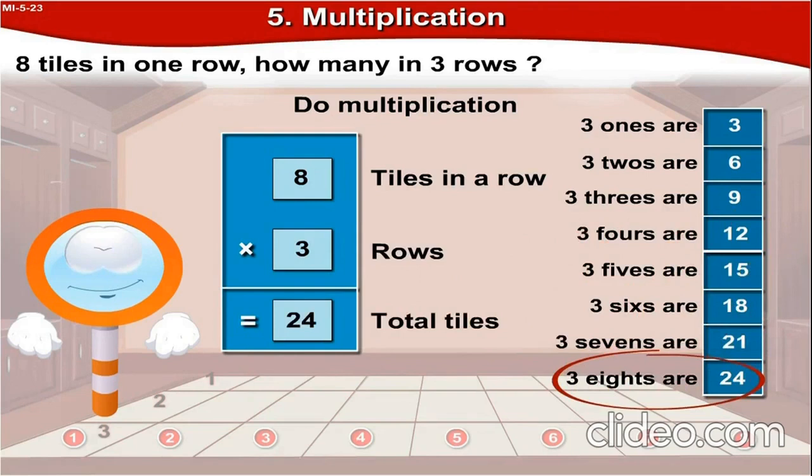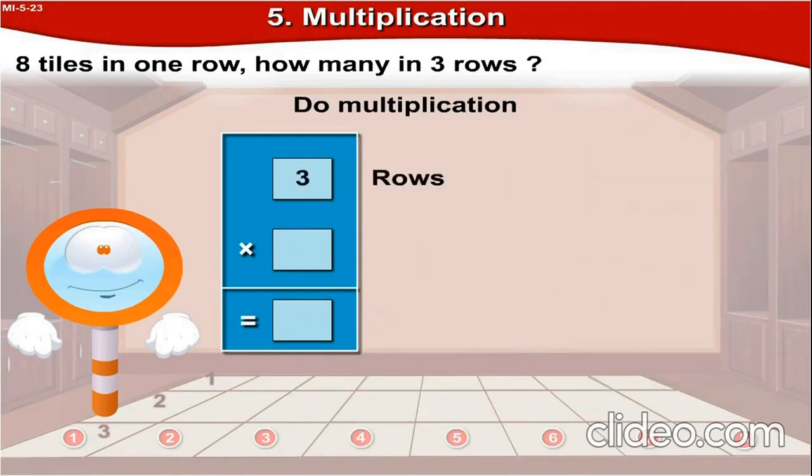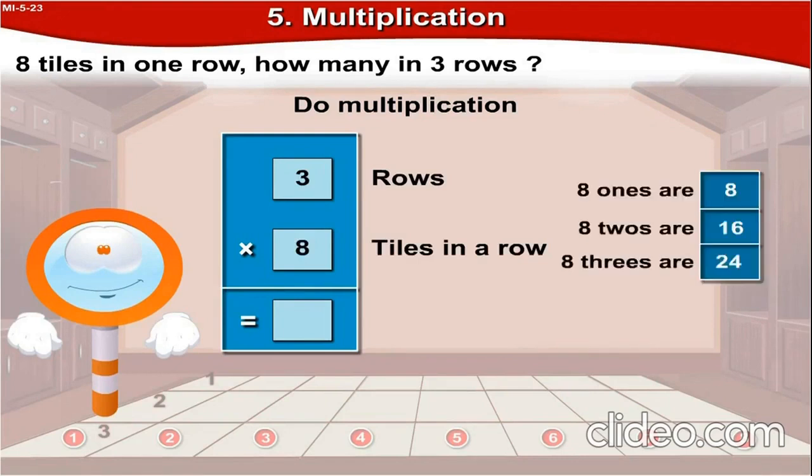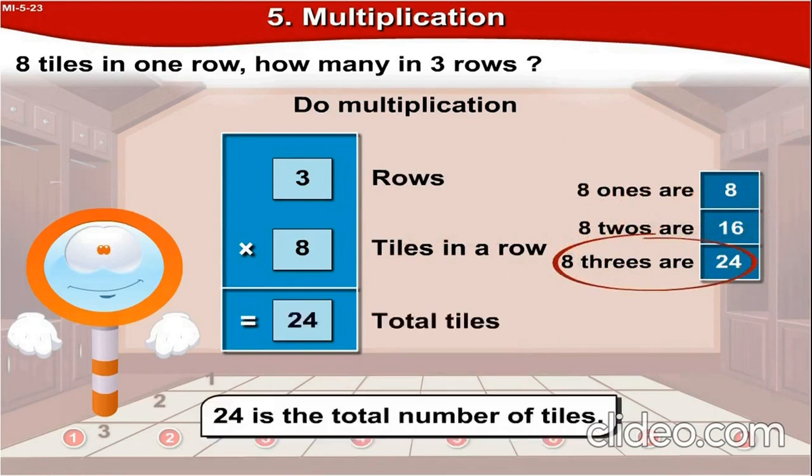Or else, you can do it the other way. There are 3 rows and there are 8 tiles in a row. Now, let us say the 8 times table up to 8 threes. So, 8 threes are 24, which means it is 24 tiles. 24, that is the total number of tiles.